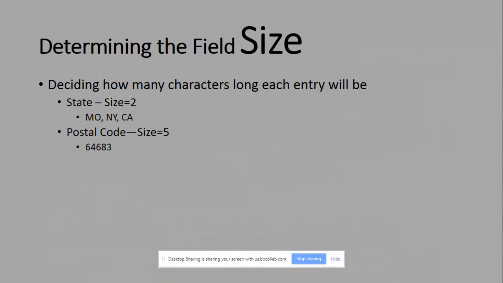The next thing is you need to determine the field size, and as you're setting up your table, you will type in the size at the bottom part of the design grid. You're going to decide how many characters long each entry needs to be. So for example, if I have a field called state, I only need 2 characters to record the size of my state. So Missouri is 2 characters. If I use the state abbreviation, New York, California, you can kind of see how that works. Postal code, on the other hand, if I counted all my characters, that's 5 characters wide, so I would set that up as a size of 5.